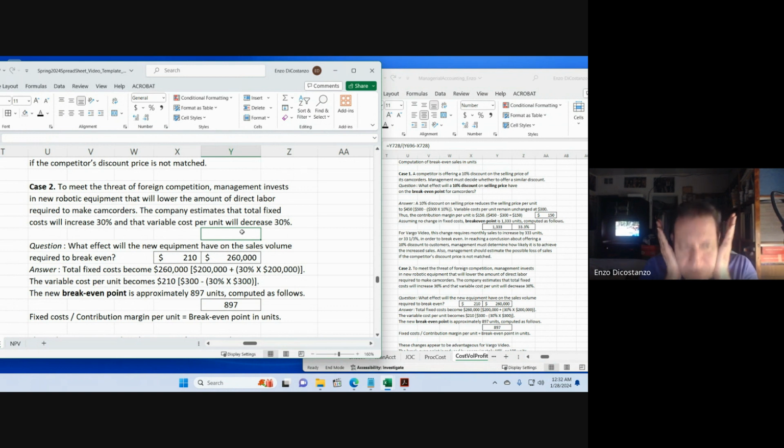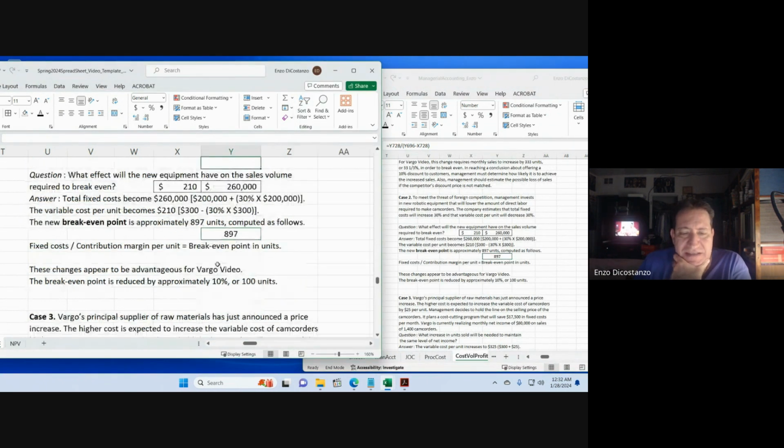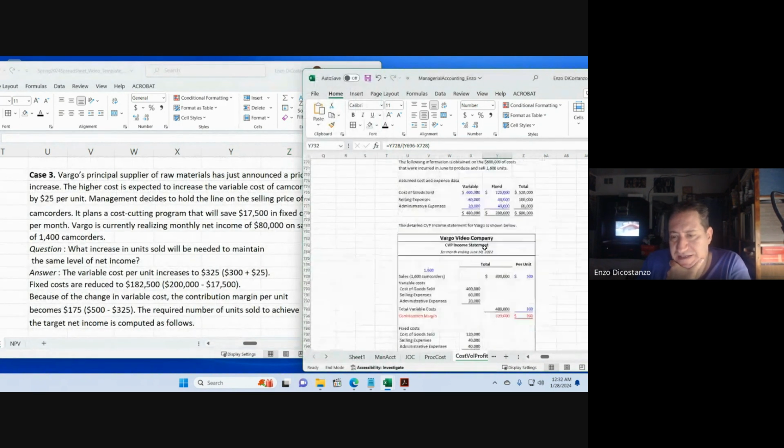So your variable goes down, your fixed goes up, but your break even is 897. In other words, you increase fixed cost, decrease variable, and you have a lower break even by about 10%. Because this is like 900 versus 1,000, so that 100 divided by 1,000 is 10%. And then the third sensitivity case.